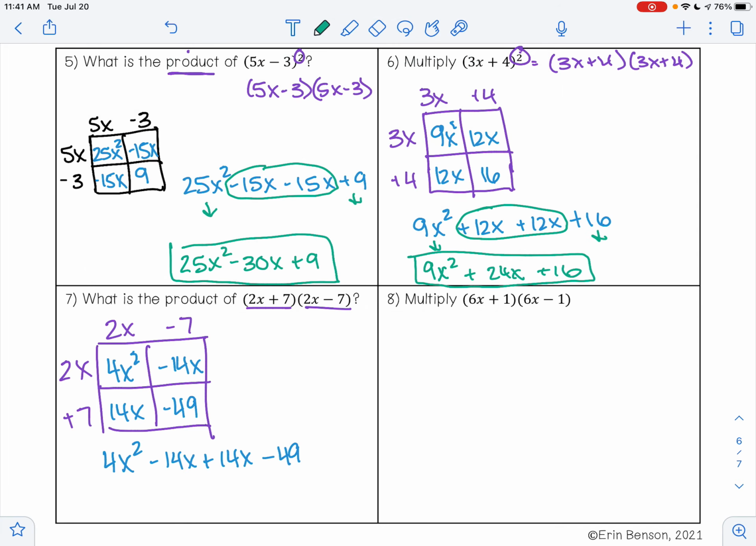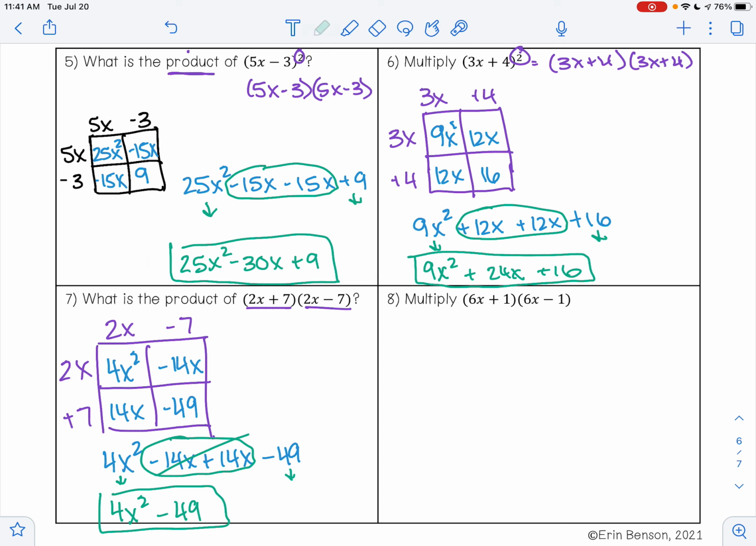I'm going to go ahead and combine like terms. 4x squared doesn't have a like term, so I'm going to bring that one down. Negative 14x plus 14x is 0. So those two terms actually cancel each other out. And then negative 49 doesn't have a like term, so I'm going to bring that one down. So our answer is 4x squared minus 49.